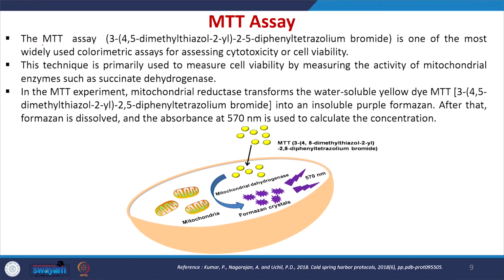The next assay for understanding cell viability is MTT assay. The MTT assay is one of the most widely used colorimetric assays for assessing cytotoxicity or cell viability. This technique is mainly based on the mitochondrial enzyme, that is succinate dehydrogenase. This enzyme converts the water soluble yellow color dye, that is MTT, into insoluble purple formazan crystals. This can be dissolved and absorbance can be measured at 570 nanometer and we can calculate the cell viability. If we have more color intensity, that means more cells are viable.